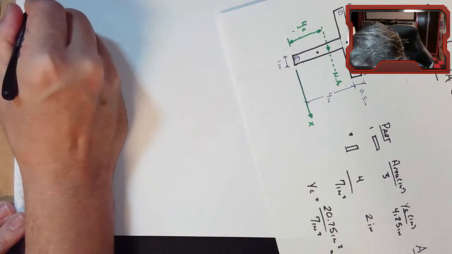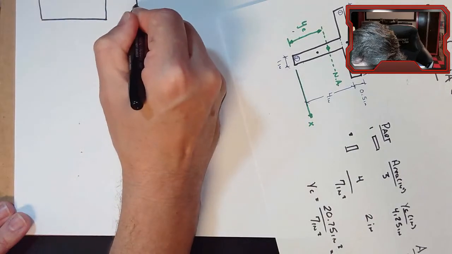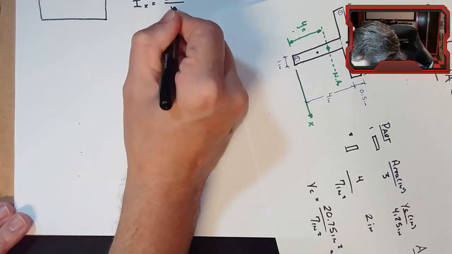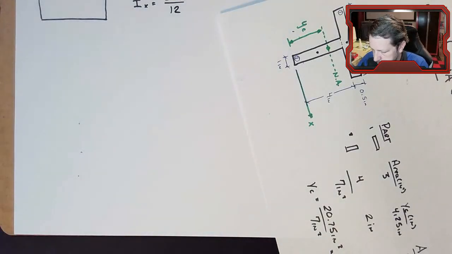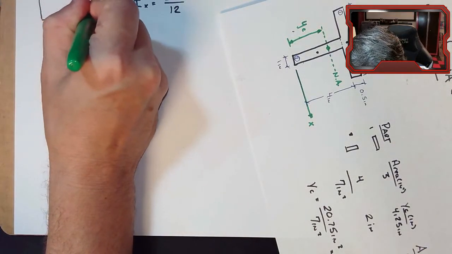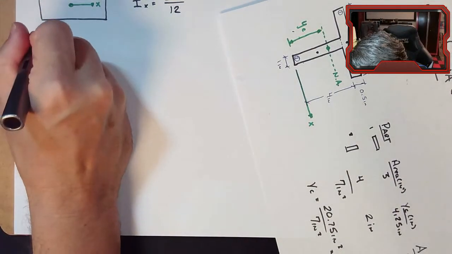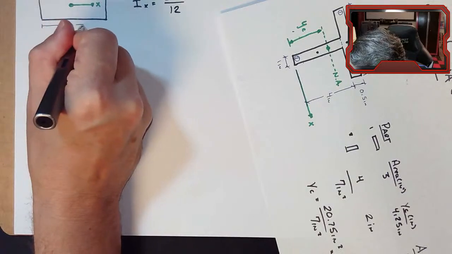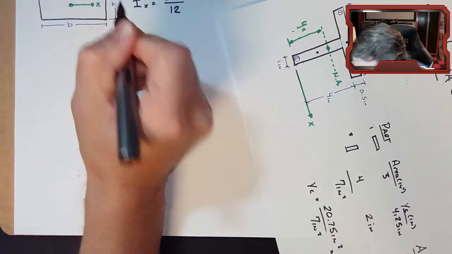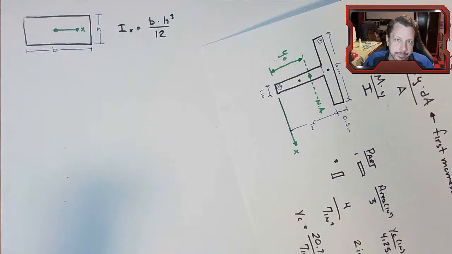So here's just a generic rectangle. Ix equals bh cubed over 12. And x is the x-axis that goes through the centroid of this piece. B is the dimension parallel to the x-axis, and h is perpendicular to it. Alright, so that's basically, whoops, we're off the page. That's all I drew. It's just basically recopying the information here.